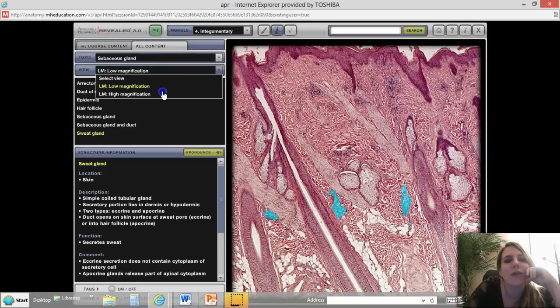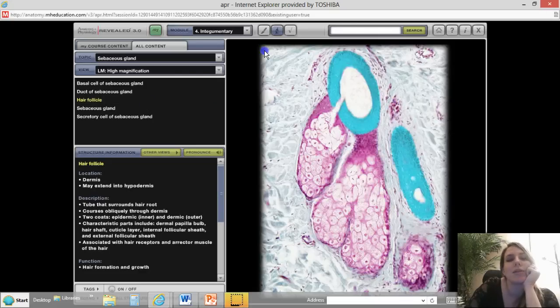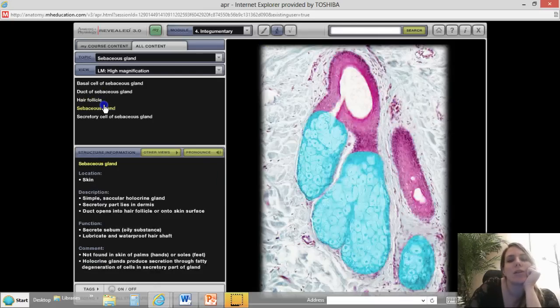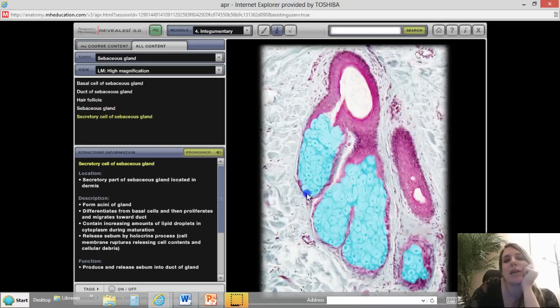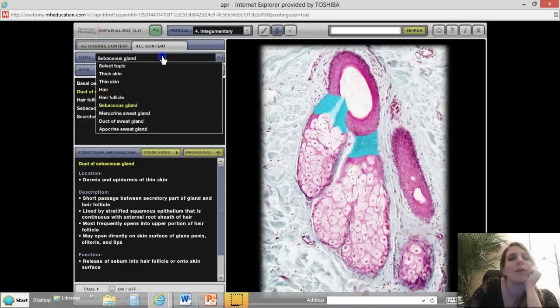Oh, and we have a high mag for this. So there's a sebaceous gland up close, and this is a cross section. So there's your hair follicle cross section. There's a cross section of the sebaceous glands themselves. The secretory cells are these cells that produce the sebum, and the ducts of the sebaceous glands going into the hair follicle. Isn't that cool? I think that's really pretty.